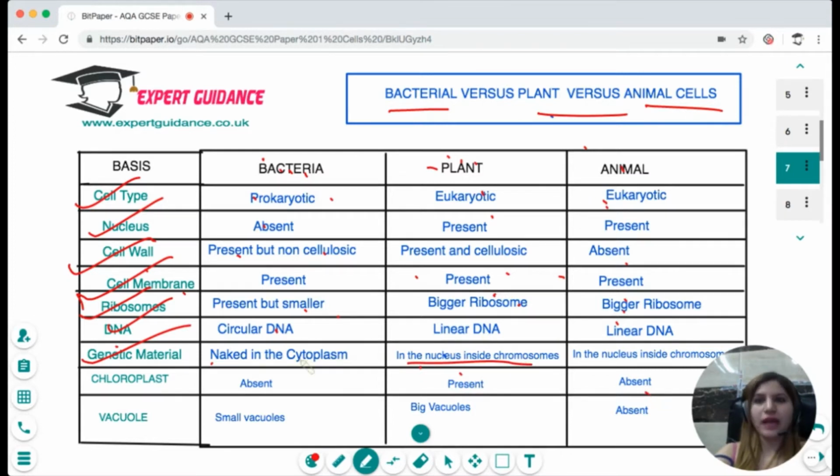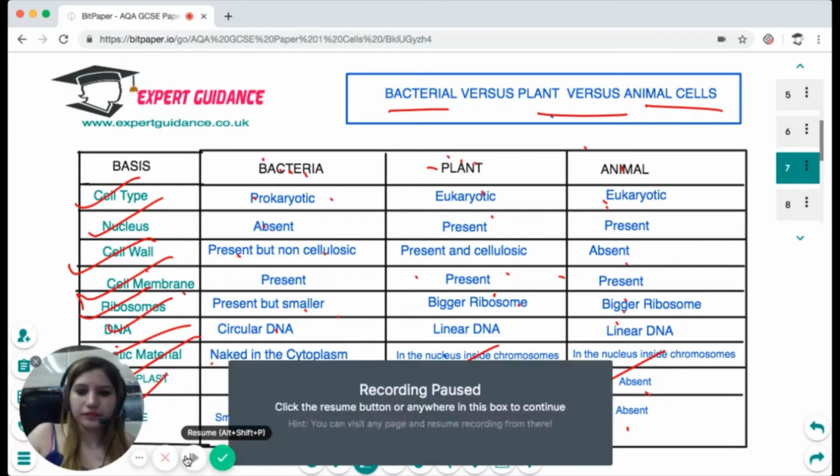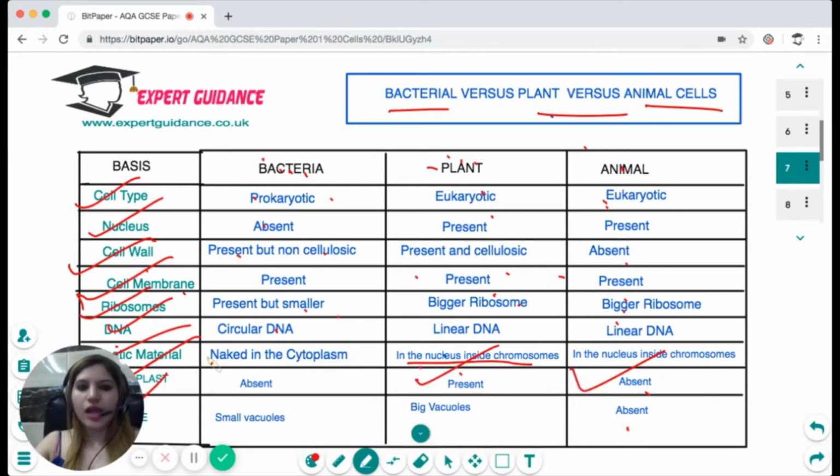The chloroplasts are absent in the bacteria and the animal cell but present in the plant cell, and the vacuoles are small in bacteria, but in the plant and animal cell they are absent in the animal cell but present in the plant cell. Okay, so I hope the similarities between bacteria, plant, and animal cell and the differences are clear to you.